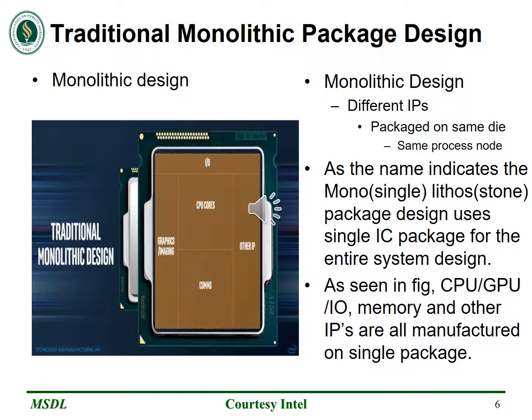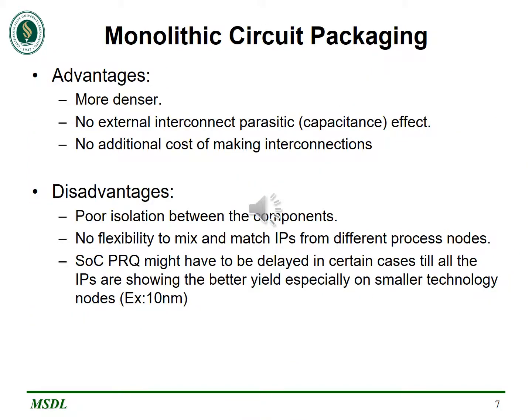Let's talk about traditional monolithic package design. Here, different IPs are packaged on the same die. As the name indicates, mono means single, lithos means stone. So the package design uses a single IC package for the entire system. In the figure, we can clearly see how the CPU, IO, memory, GPU and other IPs are all manufactured on a single package.